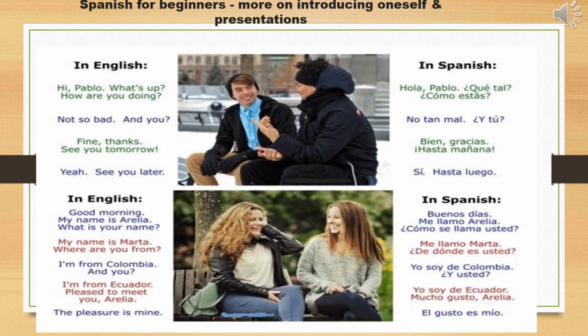If you're talking to somebody you know, you'll say "¿Cómo te llamas?" But here you say "¿Cómo se llama usted?" Usted is you, formal, and tú is you, informal. There's tú, y tú, and then there's usted. Tú is you, and usted is also you, but formal. One is informal, that is friendly, and the other one is official, sort of.